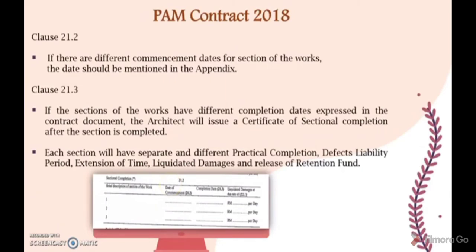Next, clause 21.3. If the sections of the works have different completion dates expressed in the contract document, the architect will issue a certificate of sectional completion after the section is completed. Each section will have separate and different practical completion, defects liability period, extension of time, liquidated damages, and also release of retention fine.